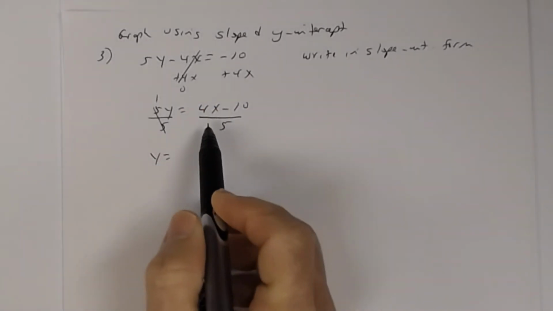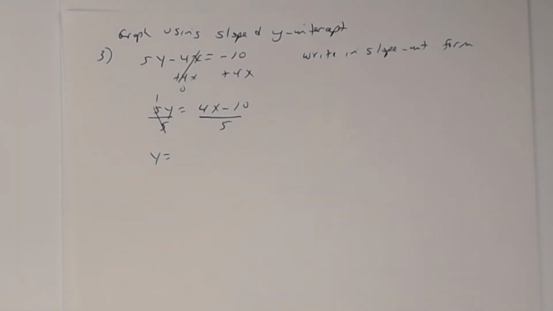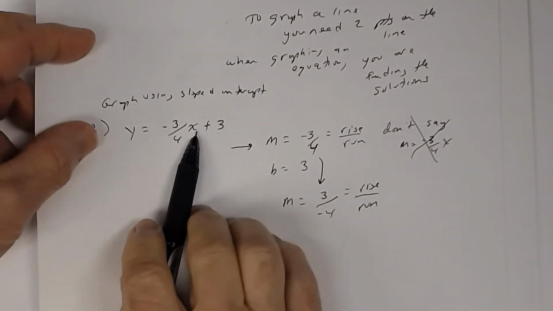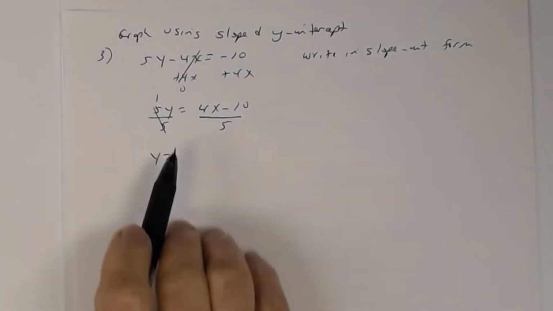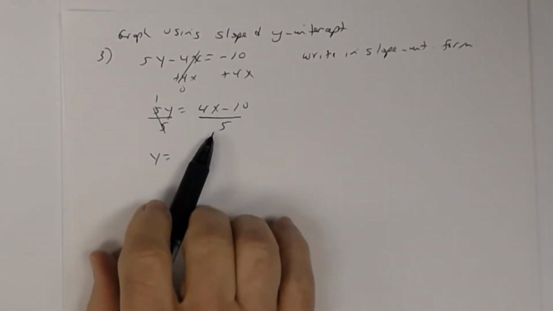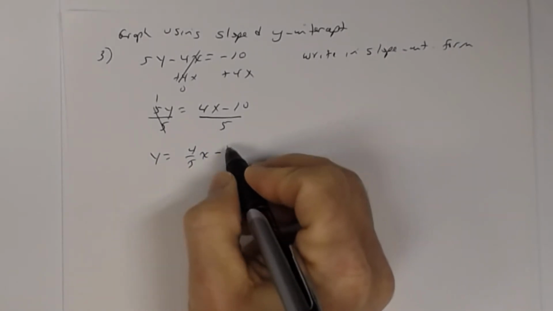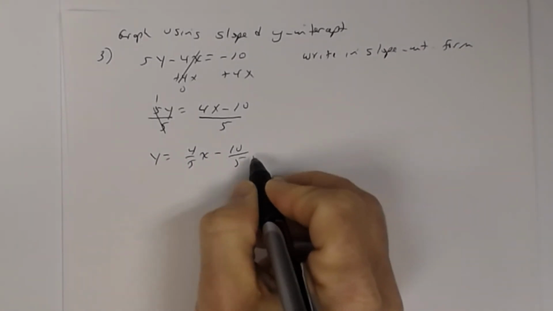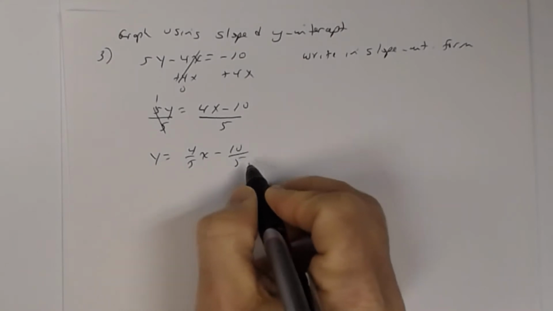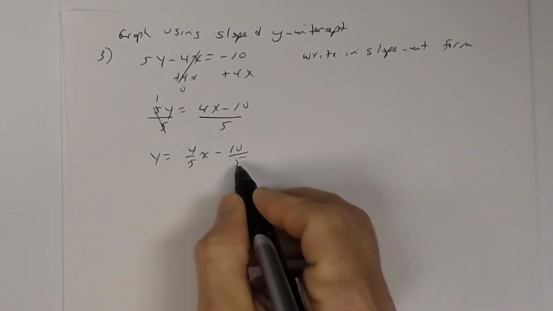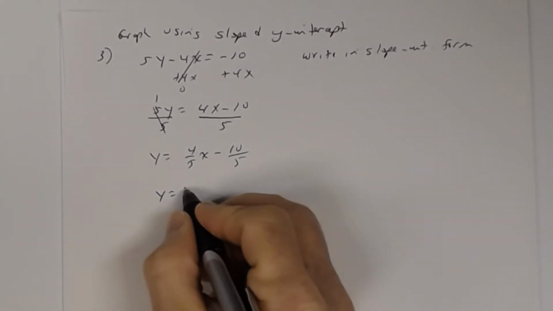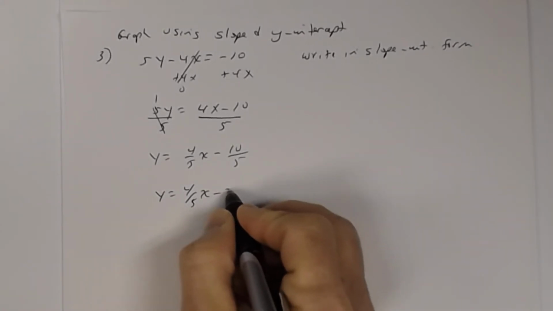Now what you're going to do next is see how you want to make it look like this. So you're going to rewrite this as two separate fractions. So you're going to say 4x divided by 5, or 4 fifths x. And then you're going to say minus 10 divided by 5. But reduce if you can. So you need to make this a negative 2. So I got y equals 4 fifths x minus 2.